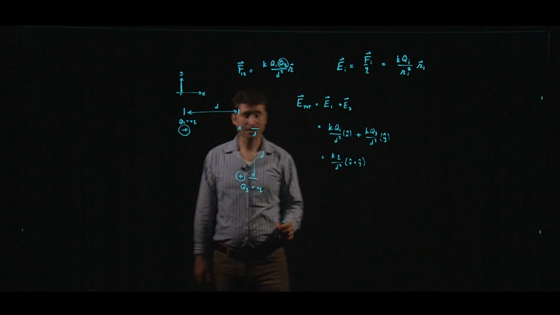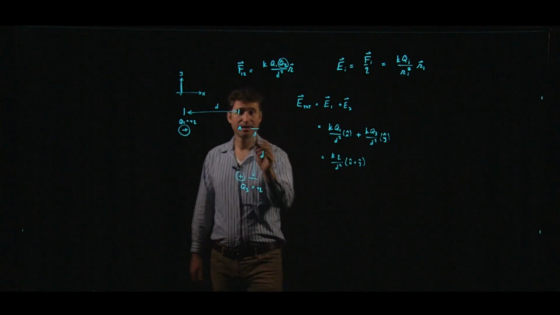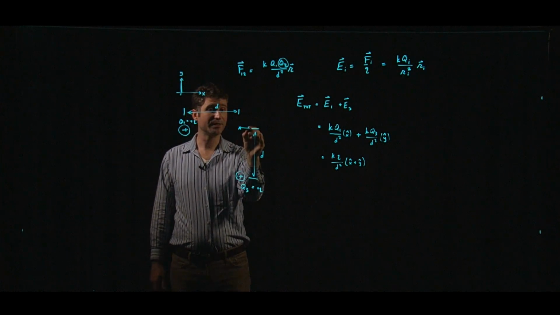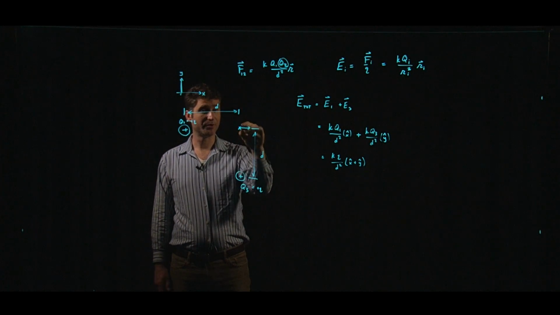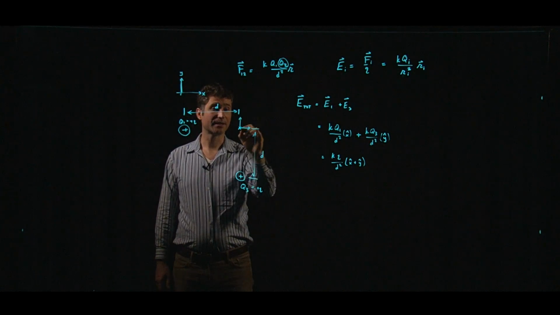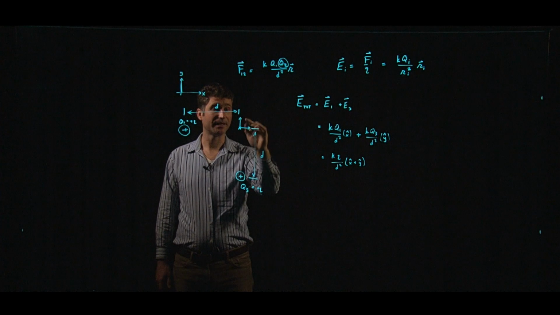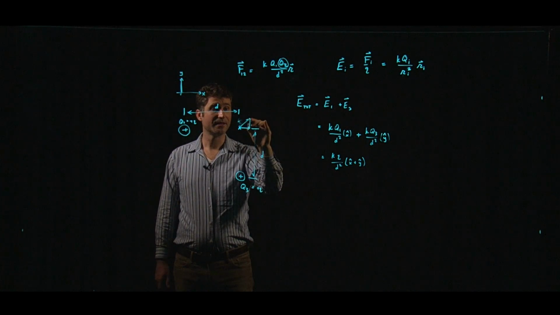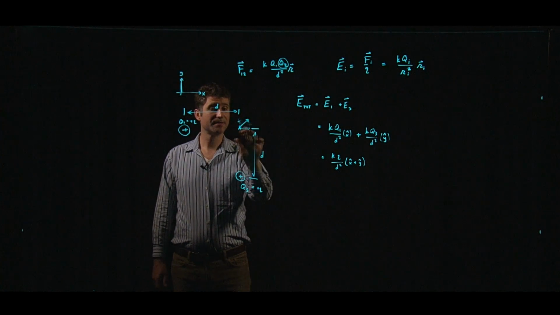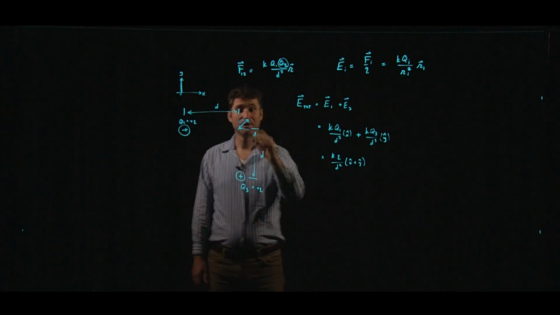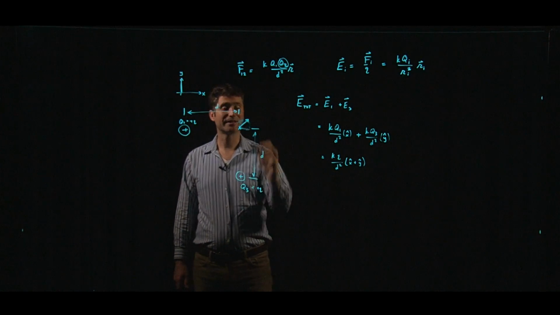So if we were to add up the two vectors, in other words, we have the contribution from Q1 points in this direction, contribution from Q3 points in this direction. If we were to add those two vectors together, we could put them tip to tail, and I could do something like this, and then the resultant vector is the addition of the two. So this is my resultant vector, which is the x hat plus y hat. So this tells me the direction of the electric field.